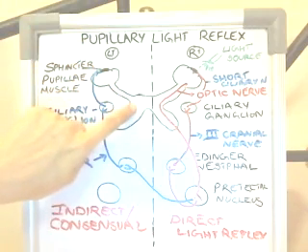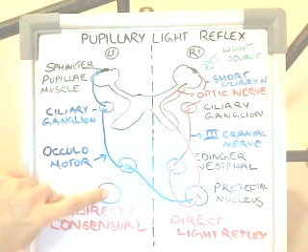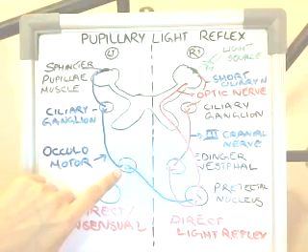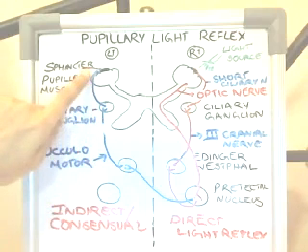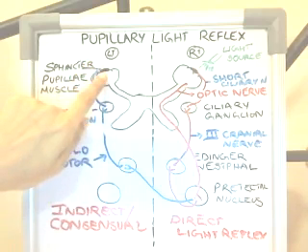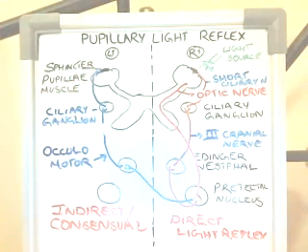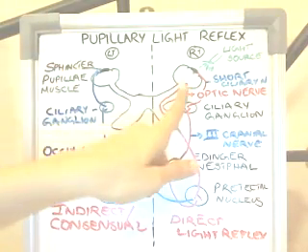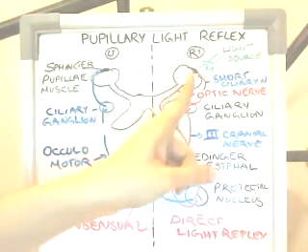through the left optic nerve. It goes to the left pretectal nucleus, from there to the left Edinger-Westphal nucleus, the left ciliary ganglion, through the short ciliary nerves to the left sphincter pupillae muscle, and causes constriction of the pupil, and that constitutes the direct light reflex. If you shine a light, the opposite eye also constricts, that is, the right pupil constricts.